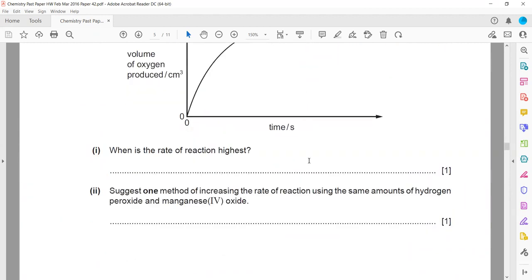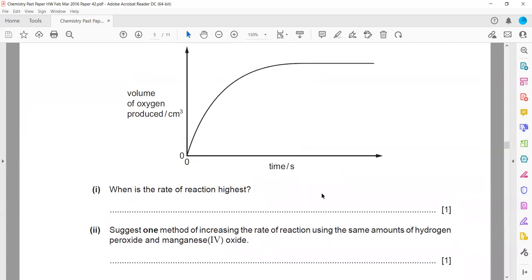When is the rate of a reaction highest or the fastest? So at the beginning, the rate is always the fastest because we'll have more particles.